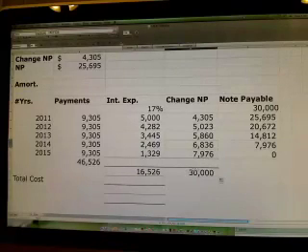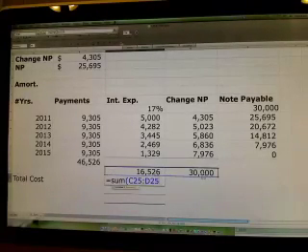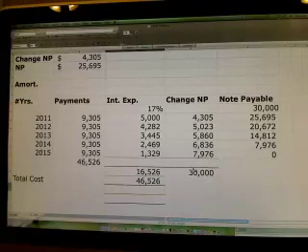Now I also want you to take note that your change in your note payable will be the same as the present value when you initially took on your note. So they're both $30,000. Now how you find the total cost is that you add up the interest expense and your change in your note, which will give you the $46,526, the same as your payment.